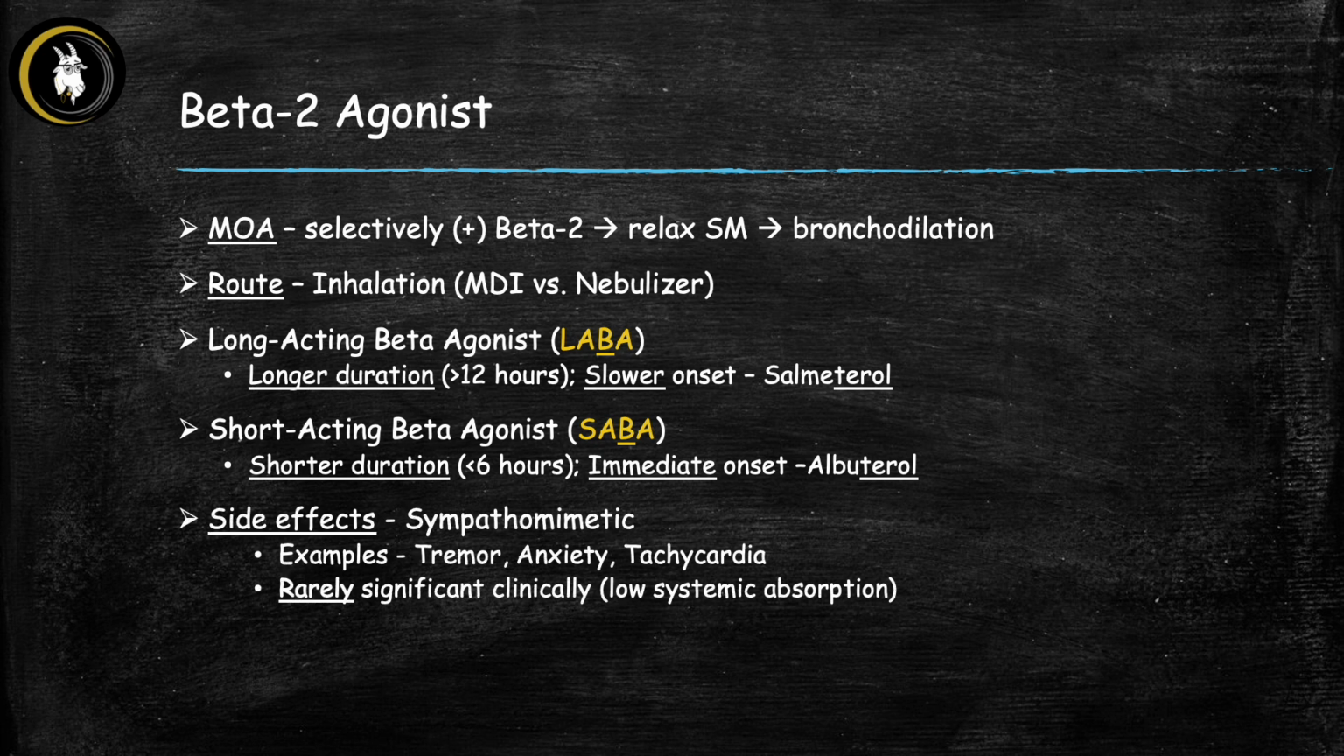Now, the main side effects of both LABAs and SABAs are going to be sympathomimetic. This means activation of the sympathetic nervous system in different organs, and that's because there's a little bit of the medication that can be absorbed systemically and cross-react with other beta receptors. The more common from these symptoms are tremor, anxiety, and tachycardia, but remember the systemic absorption is pretty low, so overall these symptoms are rarely clinically significant.